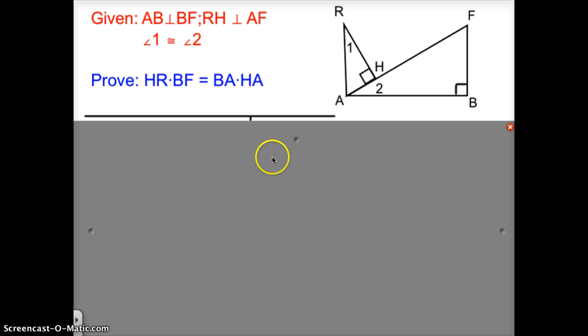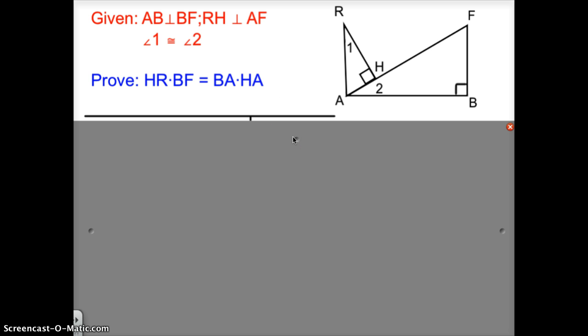Another example here, we have two triangles. We know that AB is parallel to BF, RH is perpendicular to AF, and we also know that 1 and 2 are congruent. Except take a look at the proof statement: HR times BF equals BA times HA. What do you think we were trying to do there in order to determine the products of those two segments to be congruent to the products of the other two segments?